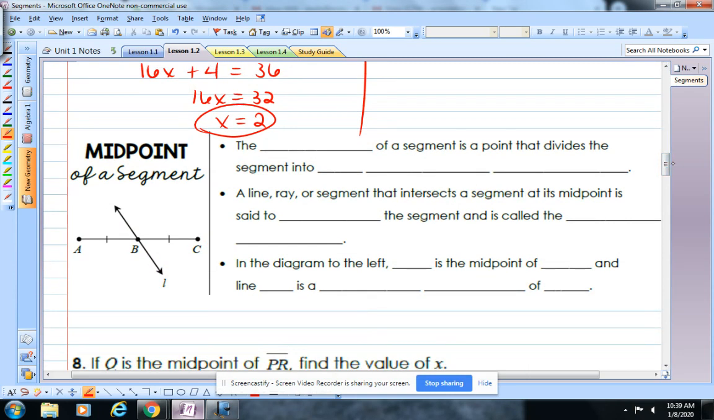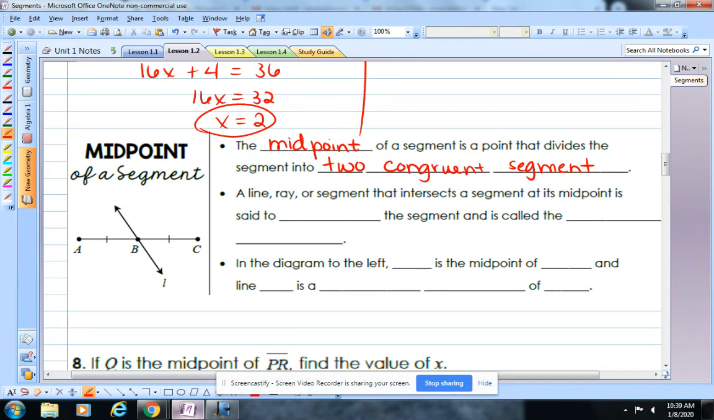All right, the midpoint of a segment is a point that divides the segment into two congruent segments. So those three words are two congruent segments. So a midpoint is exactly the way it sounds. It's the point in the very middle of a segment.